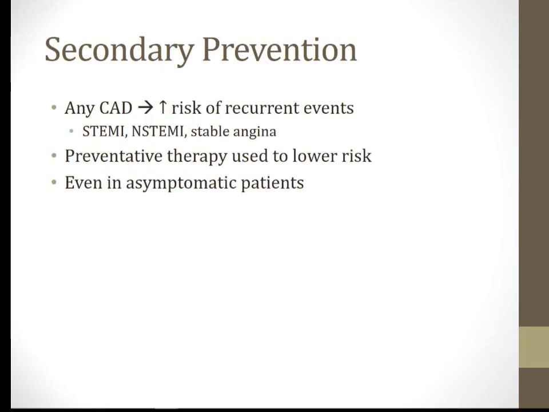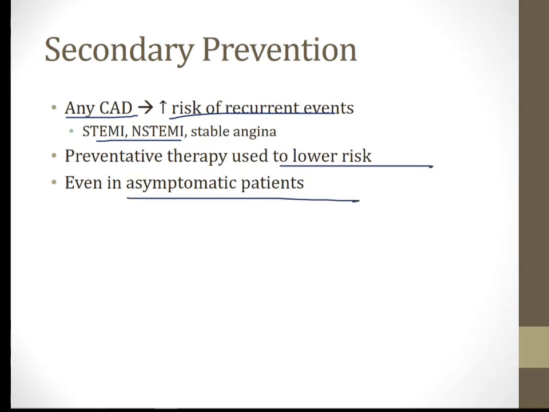Now let's talk about secondary prevention of coronary disease. Any patient who has had coronary disease, as I mentioned earlier in this video, has a high risk of recurrent events. Patients who have had one coronary episode are at risk for STEMI, NSTEMI, and development of stable angina later in life. For this reason, we usually administer aggressive preventative therapy to lower the risk of subsequent events. We even do this in asymptomatic patients.